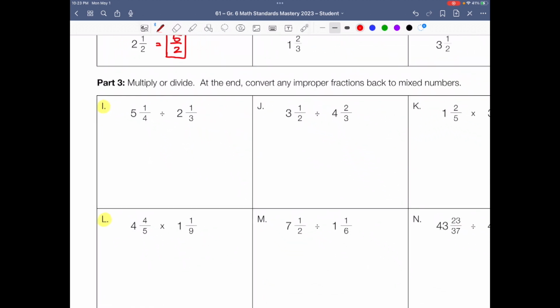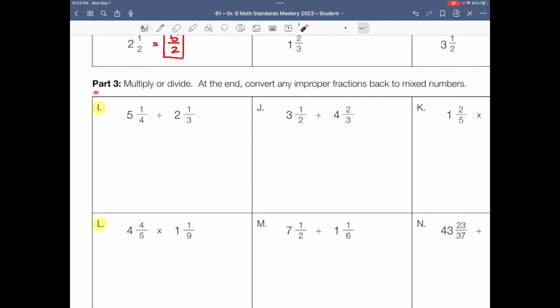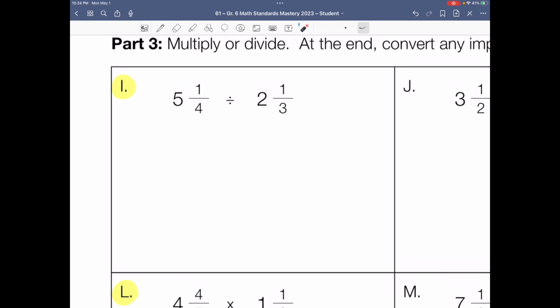Here is part 3. It says, multiply or divide. At the end, convert any improper fractions back to mixed numbers. So we'll do letter I and then letter L. Here is letter I. Let's convert these mixed numbers into improper fractions first. So 5 times 4 is 20. 20 plus 1 more equals 21. 21 what? 21 fourths. Touch the division sign and write it down.